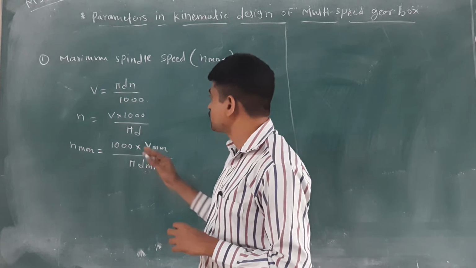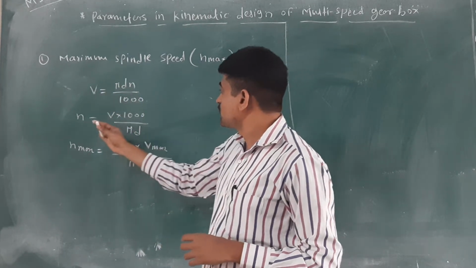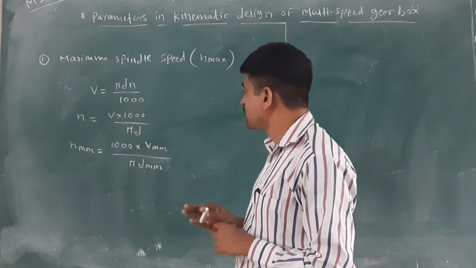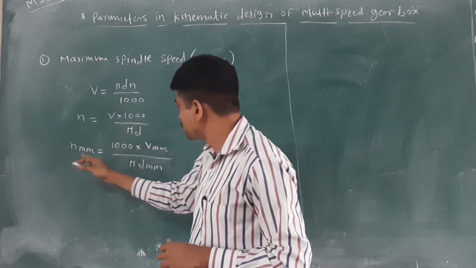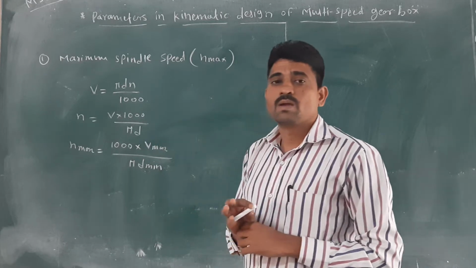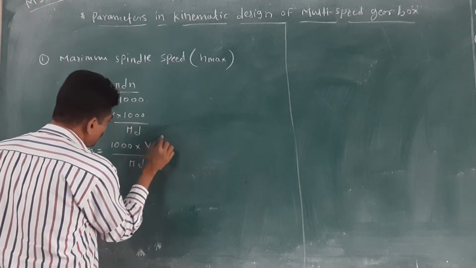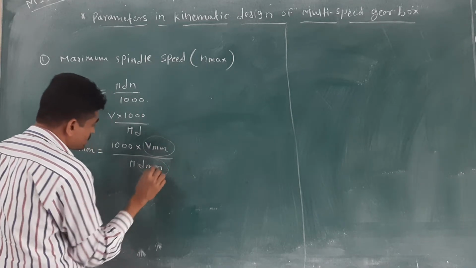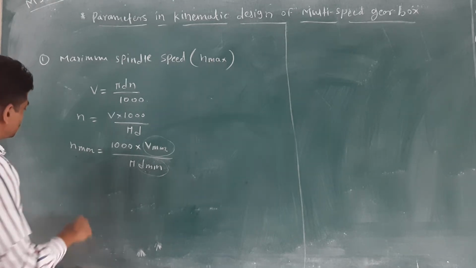We know the cutting speed formula, V is equal to pi dn divided by 1000. Then we convert to spindle speed is equal to V into 1000 divided by pi d. We want to calculate Nmax, the maximum spindle speed. Nmax is equal to 1000 into Vmax divided by pi d minimum. Cutting speed is maximum and diameter size is minimum, then we get the maximum spindle speed.